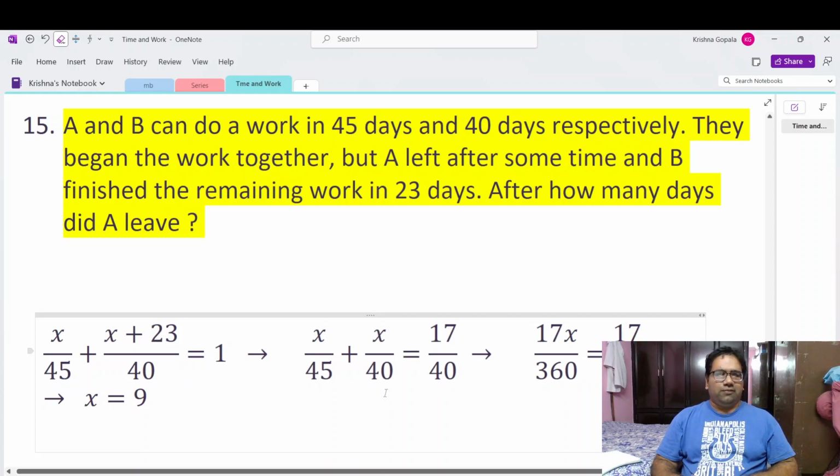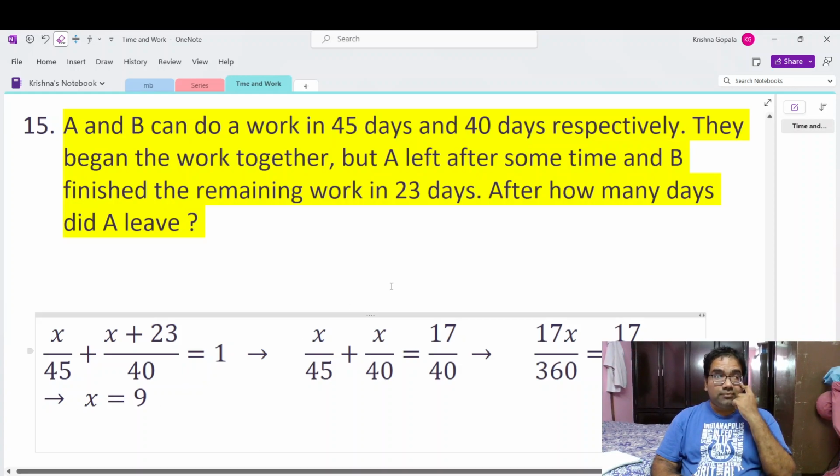Now 45 and 40. What is the LCM? 360. Right? Now here 360, this is 8 times, this is 9 times. 360 by 45 is 8, 360 by 40 is 9. So 8 plus 9, 17x. 17x by 360 is equal to 17 by 40. 17, 17 I cancel. 40 goes in 9 times. So x equal to 9.